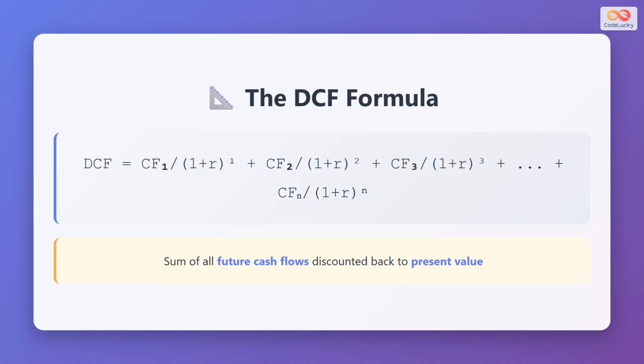Here's the DCF formula. It shows that the present value equals the sum of all future cash flows, each divided by 1 plus the discount rate raised to the power of the year number. In practice, this means we take each year's cash flow, discount it back to the present, and then add them all together. The result is the present value of the business or investment.